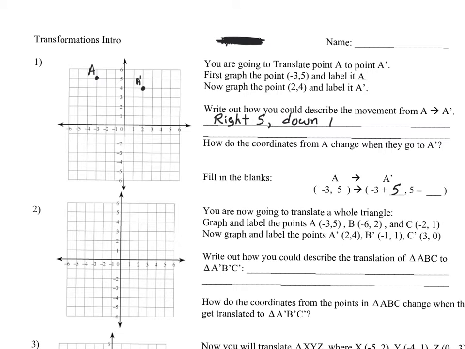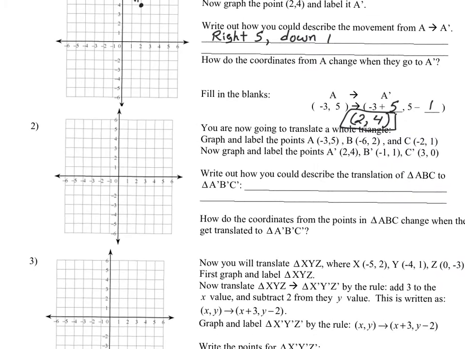Anyhow, so from 5 I went down 1. So this right here says 5 minus what? What are we subtracting? We're subtracting 1. Okay, and that gives us our new coordinate, and that new coordinate is positive 2, comma 4. Okay, that's where A prime is now located. All right, that's for a single point. So now we're going to do the same process with a triangle.